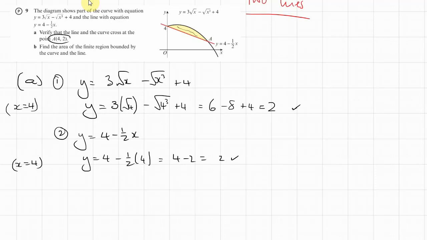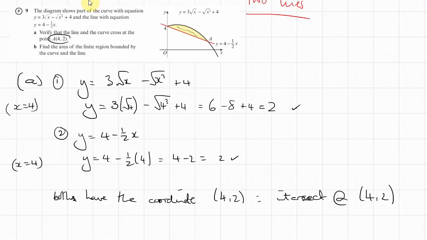And then we need a little line at the bottom saying both have the coordinate 4, 2, therefore intersect with an S at 4, 2. And I'm pretty sure that's exactly how I would do it. That's good enough to get that part done.